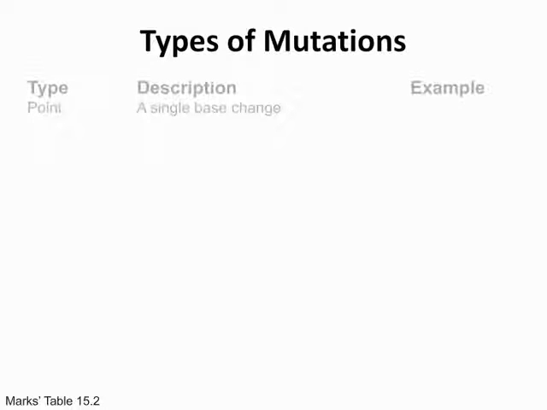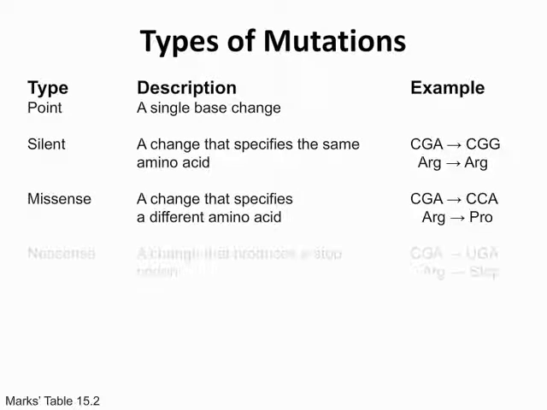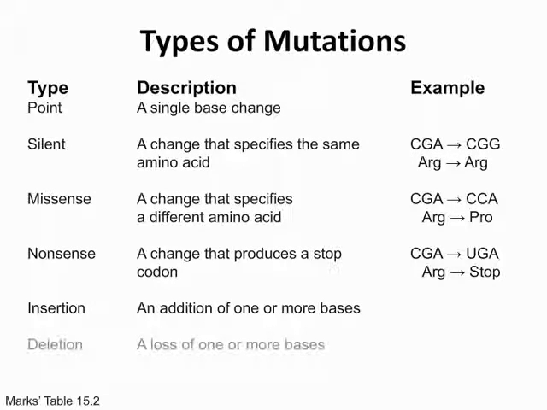So here we have learning objective 4, knowing the different types of mutations in RNA and DNA and knowing their related diseases. So first we have a point mutation, which means a single base will change. There are 3 basic types of point mutation: silent, missense, and nonsense mutations. A silent mutation is just a change that specifies the same amino acid. If you look at the example, CGA changes to CGG, you still have the same amino acid, so the amino acid sequence isn't affected. So that's a silent mutation.